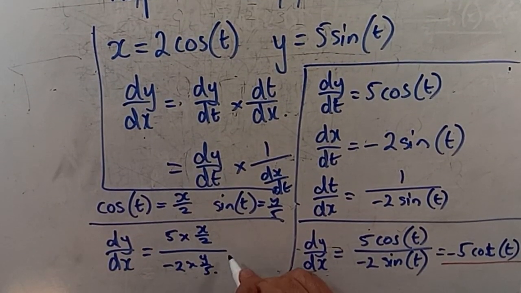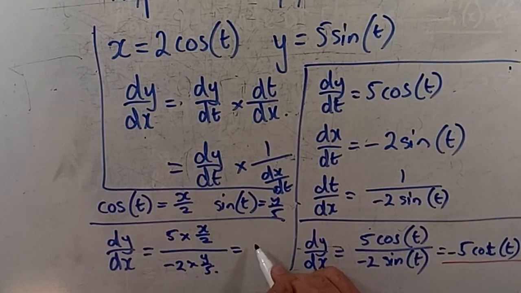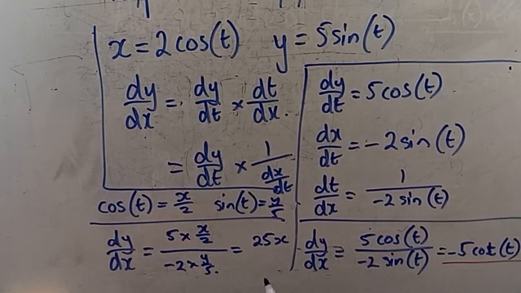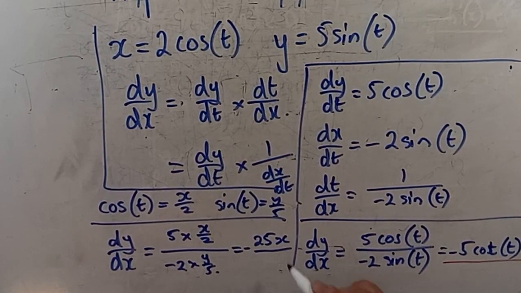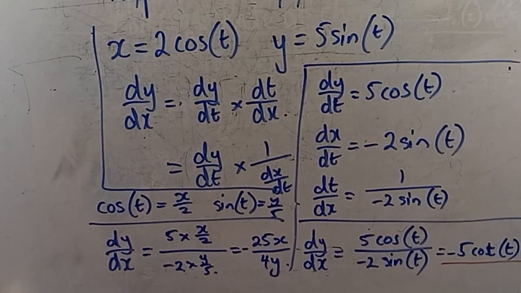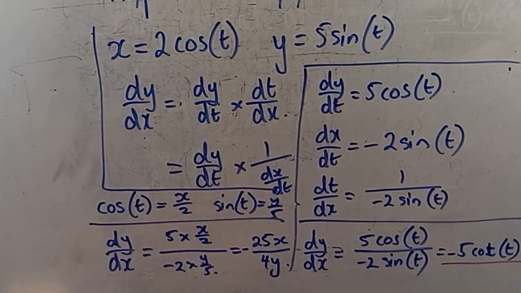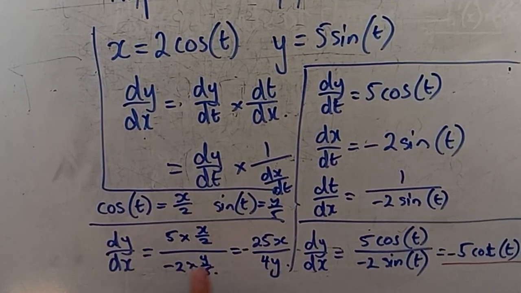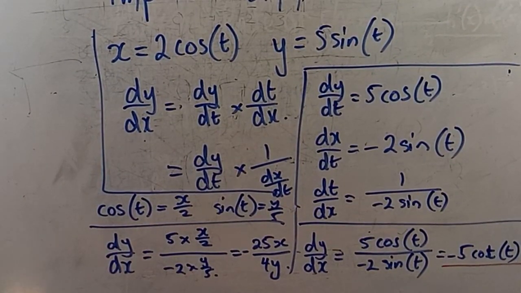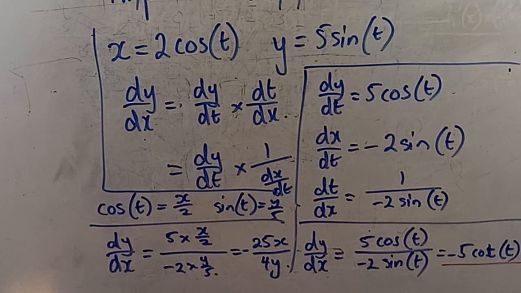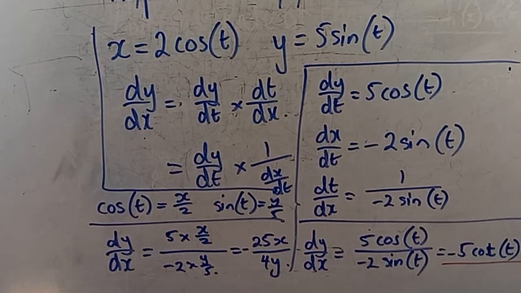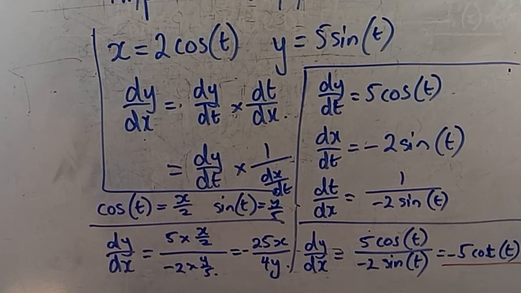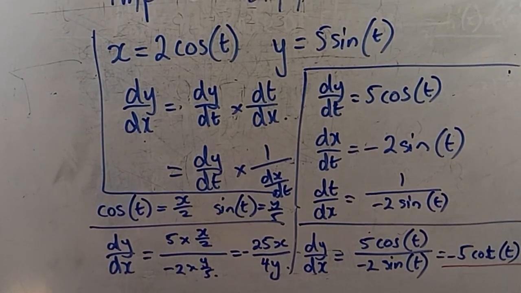Okay, what do we get now? Well, that 5 is going to come up to the top, so we're going to get 25x. We'll make the whole thing negative. 25x on 4y. That's pretty cool. So now we've got the derivative in terms of x and y. We've eliminated the t's there. Okay. That's all we're going to do. I don't think I can do any more right now. Okay. Alright. That's it. Well done.